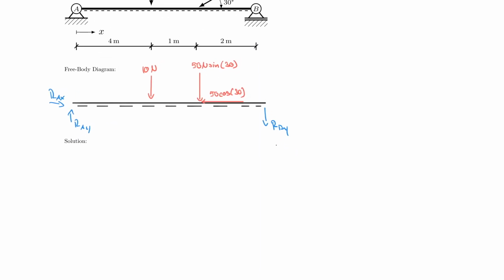Let's go ahead and do that. So first, let's find RAY. It's the sum of the moments about B being equal to 0, counterclockwise positive. And therefore 0 is equal to minus RAY, negative, right? Minus RAY multiplied by the lever arm, which happens to be 4 plus 1 plus 2, so that's 7 meters. And then minus 10 Newton, and the lever arm now is 3 meters.